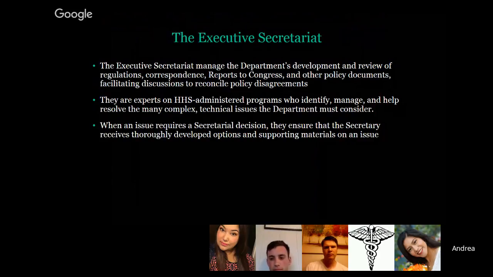The Executive Secretariat manages the department's development and review of regulations, correspondence, reports to Congress, and other policy documents, facilitating discussions to reconcile policy disagreements. They are experts on HHS-administered programs who identify, manage, and help resolve the many complex and technical issues the department must consider. When an issue requires a secretarial decision, they ensure that the secretary receives thoroughly developed options and supporting materials on an issue.